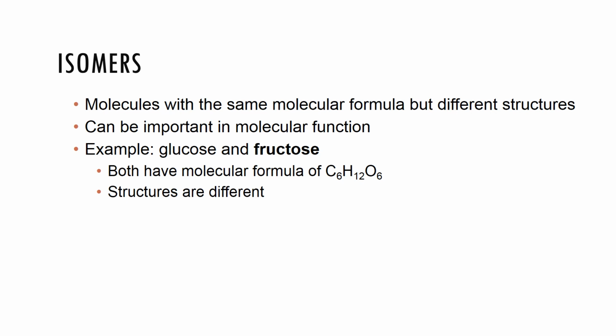Now, isomers are compounds that have the same molecular formula, but they have a different structural arrangement. Glucose and fructose are isomers. They both have the molecular formula C6H12O6, but the structure of them are different, as you saw in the previous slide.